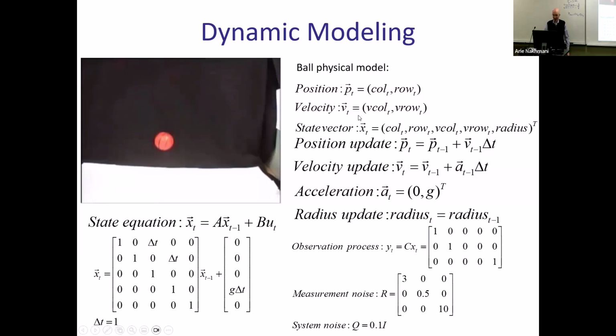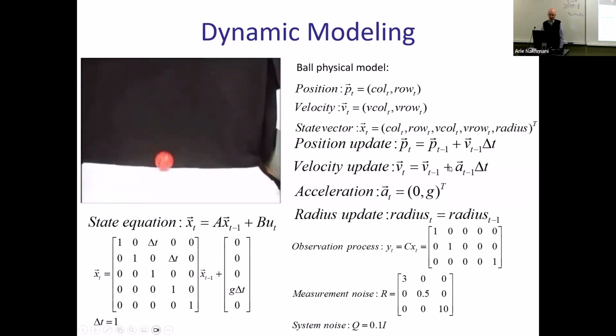So you have column and row, and you have velocity vector, which is how fast that thing is falling down, right? It will be v column and v row. Obviously, you will have velocity in x and y directions, like horizontal and vertical directions. So our position update will be like that: p at t minus 1 plus v at t minus 1 times delta t. This is the ideal model without noises yet. I'm not using any noises yet.